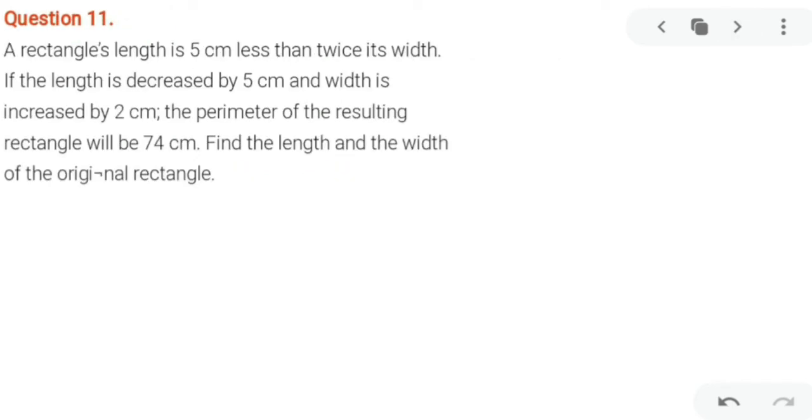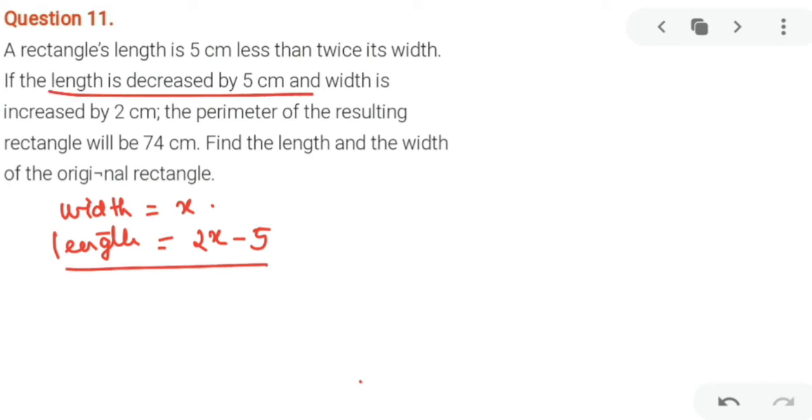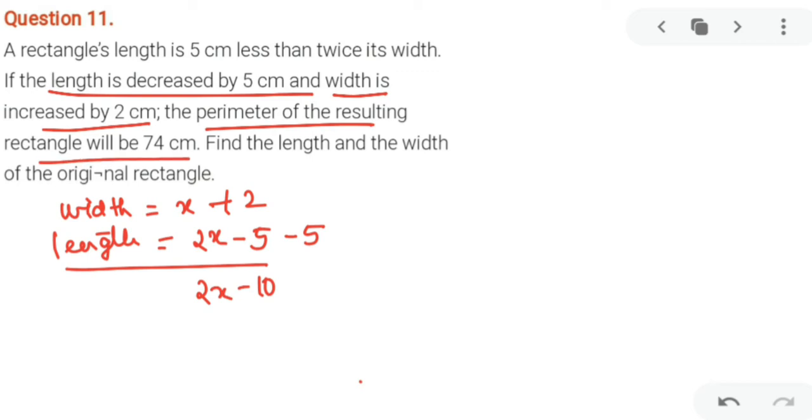Next, problem number 11, which says a rectangle's length is 5 centimeter less than twice its width. We do not know the width, so I'll keep width as x. And length, as per the statement, length is 5 less than twice its width. So 2x minus 5. Correct? If the length is decreased by 5, so you have to further decrease by 5. So it will become 2x minus 10. And width is increased by 2. So width को आप 2 से increase कर दो. So x plus 2.